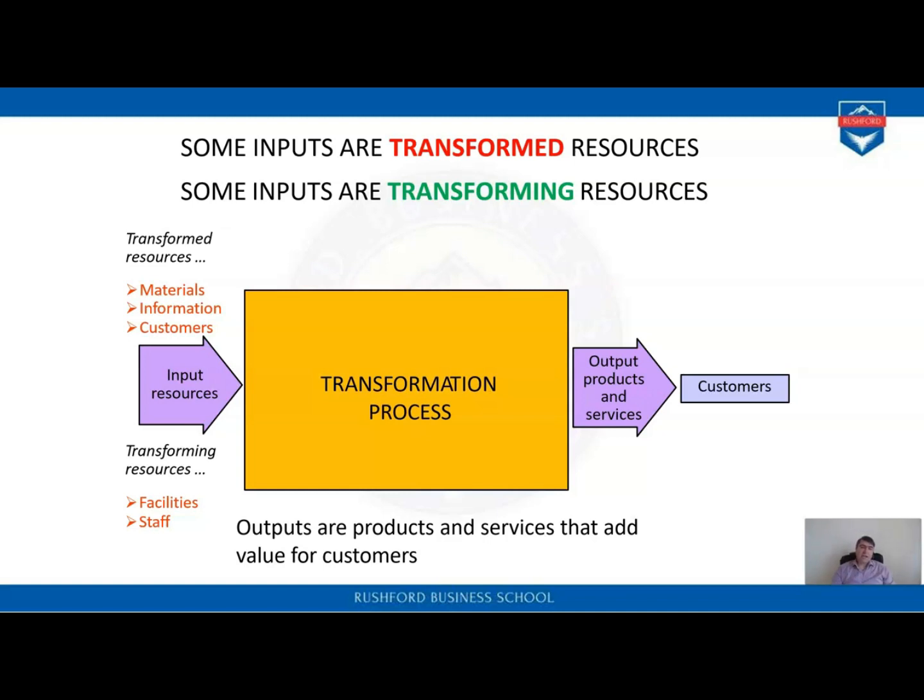And then you do some transformation process like assembly, like distribution, any type of operations you do, and then you get outputs and satisfy customers. Outputs are products and services that add value for customers. So that's why in the operations strategy we're going to talk about how you can add value to your customers. That's the important part.